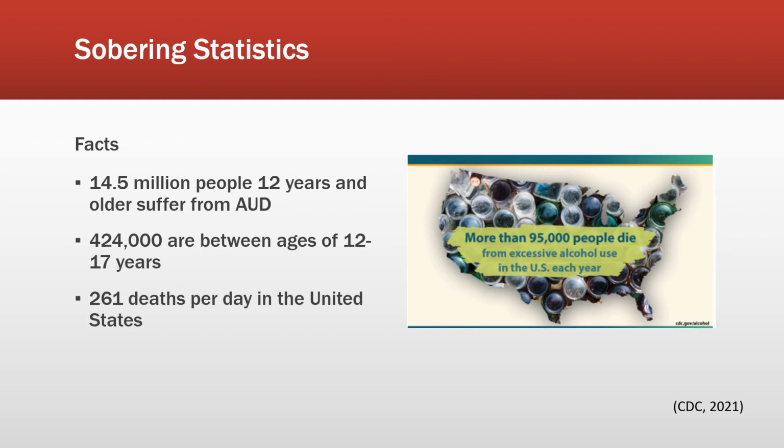The current statistics on alcoholism are sobering. According to the National Institute on Alcohol Abuse and Alcoholism, in 2019, 14.5 million people ages 12 years and older suffer from AUD. Additionally, it's estimated that of that 14.5 million people, 424,000 are adolescents between the ages of 12 and 17.